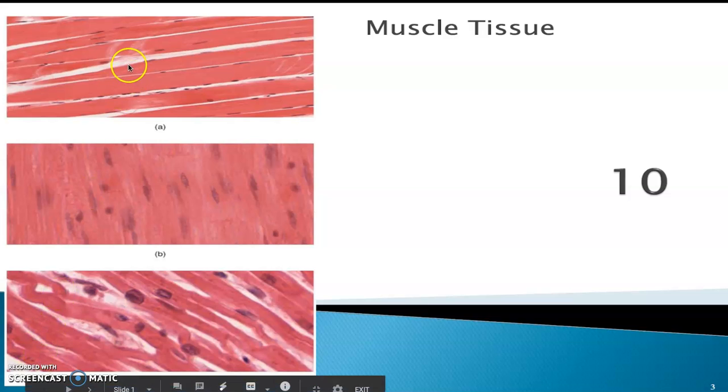In picture A, this is a picture of a skeletal muscle tissue. Picture B is a picture of a smooth muscle tissue. And picture C is a picture of a cardiac muscle tissue.